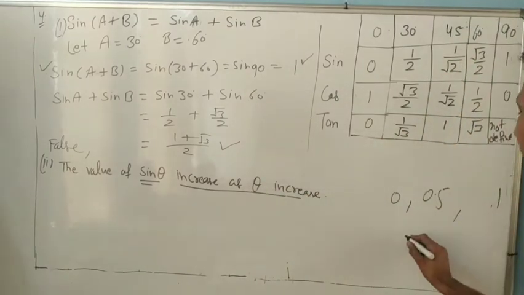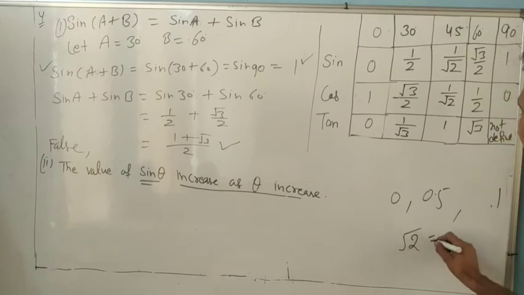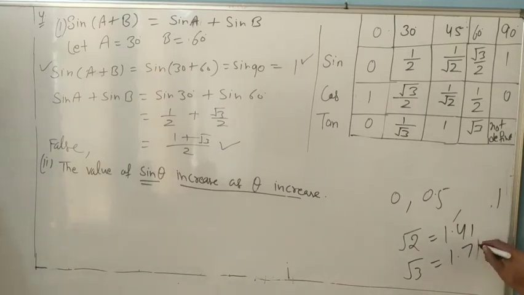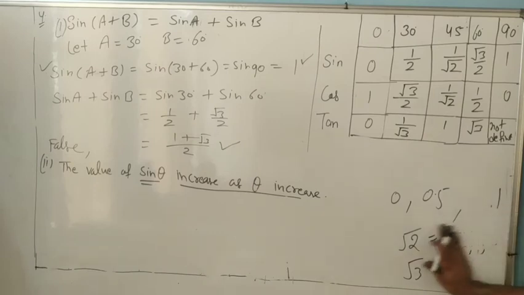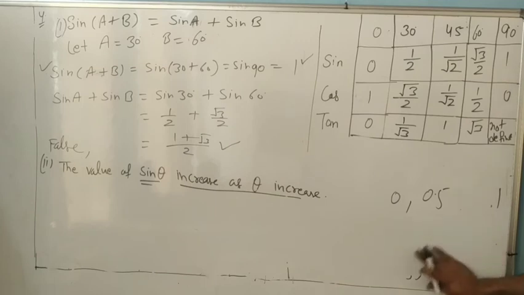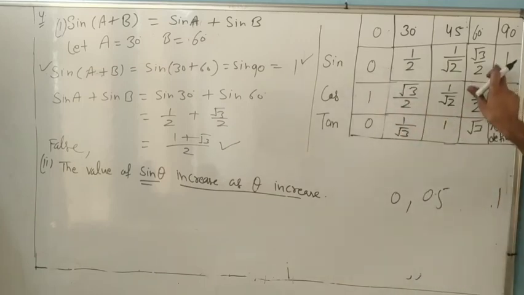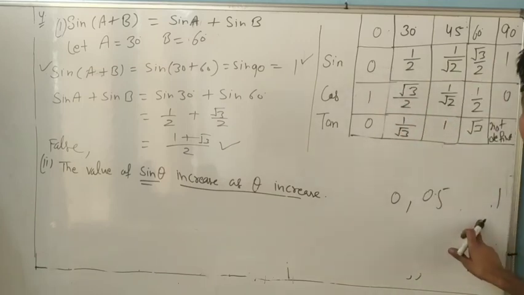Always remember, dear, root 2 value is 1.41 and root 3 value is 1.73. Do you remember how to find it? In the 8th class we have already done it. Otherwise you will remember it like this. We will use these two values in the 9th chapter. You can also look them up in the tables. So we will say the value is increasing.